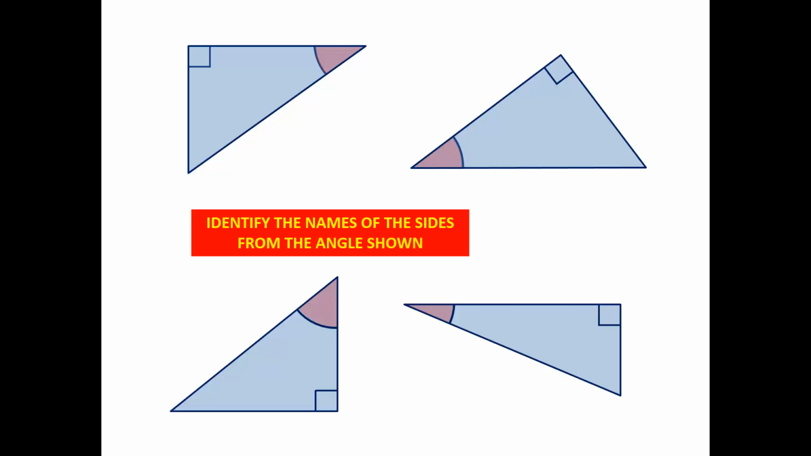So what you've got to do now is press pause and identify the names of the sides from the angle shown, and then when you want your answers, press play again. Okay, so press pause and have a go.